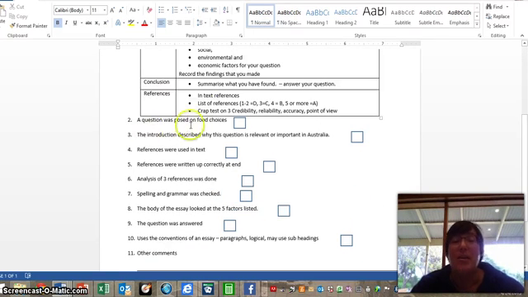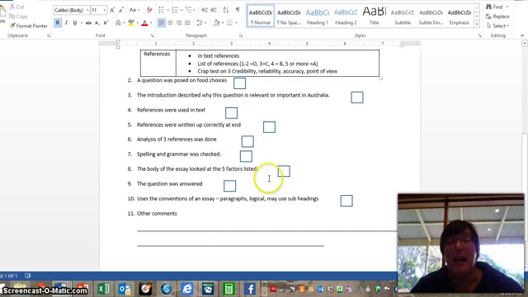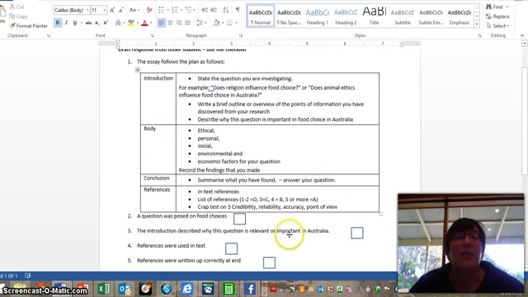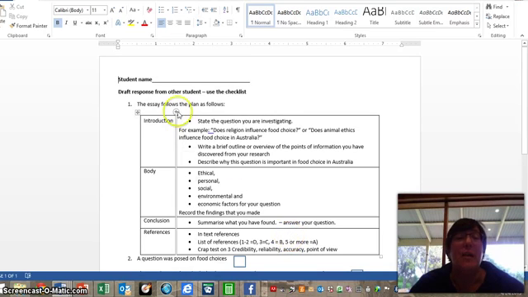So you can go through, a question was posed on the food choices, tick. All right, reference was used, tick. Analysis of 3 references were done, tick. The question was answered, tick. All right, so if they haven't done any of those things, you can say, no, it hasn't done it. Or needs to spell check it properly because it was really difficult to read, or something like that. Okay, so you need to give some quality feedback to the student that you're reading their essay on. All right, so that's up to you to choose a student, but I really want that put back with your essay too.